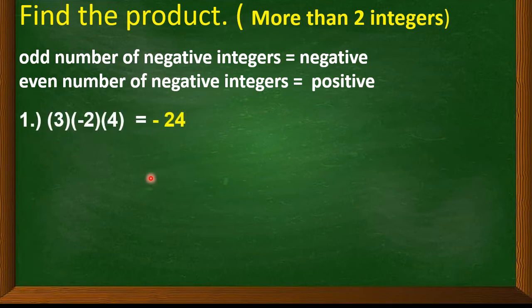Example number 1. 3 times negative 2 times 4. So we'll just multiply 3 times 2. That is 6. 6 times 4 is 24. Why do we have a negative sign here? Now, we will count how many negative integers we have. Okay, we only have 1.